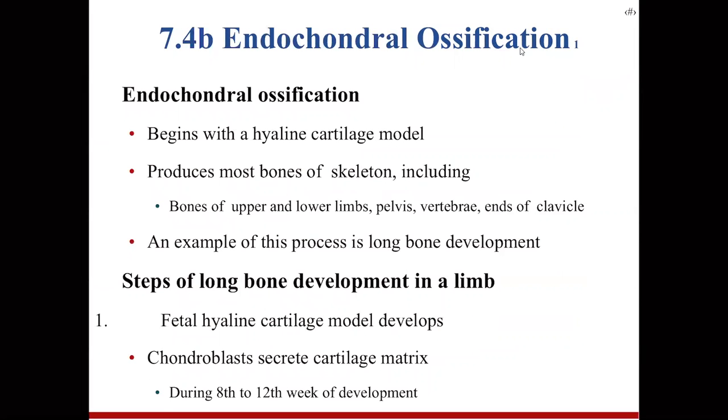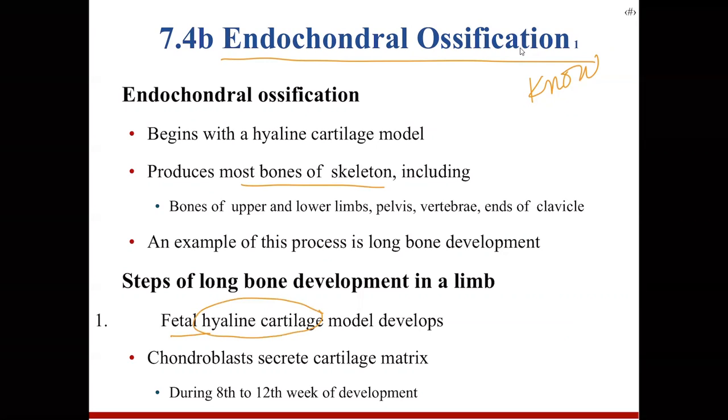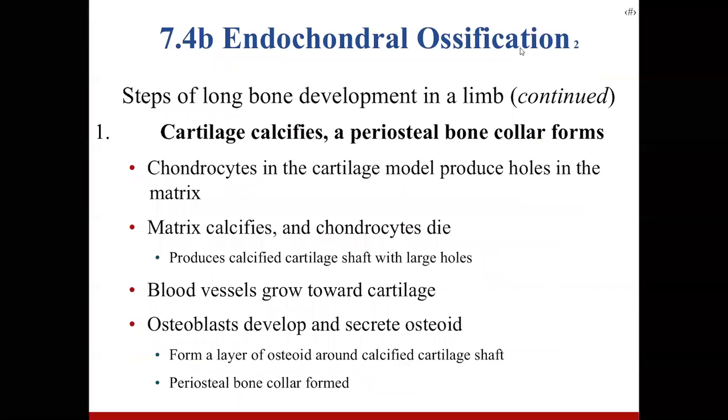Now endochondral ossification, I want you to understand. It produces most of the bones of the skeleton. The example we give is how a long bone is formed. In a fetus, it starts to form bone from hyaline cartilage. Chondroblasts, baby cartilage cells, start secreting this cartilage in the 8th to 12th week of development.